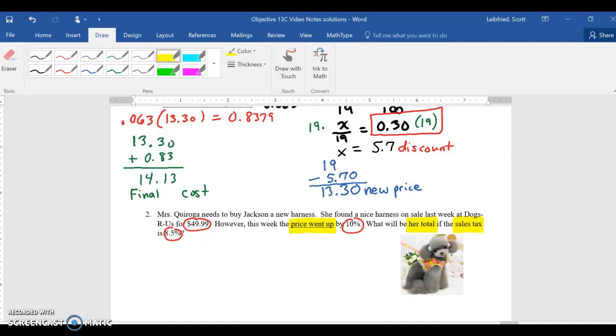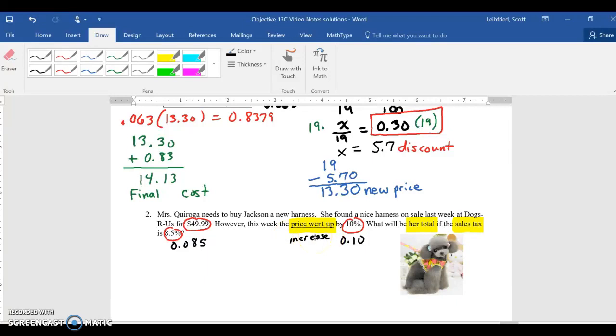So let's figure out the math. Let's go back to my suggestions. The first thing I told you to do on problem number 1 is change your percents. This is 0.10. This is 0.085. So the price went up. That means we have an increase. So this is an increase.